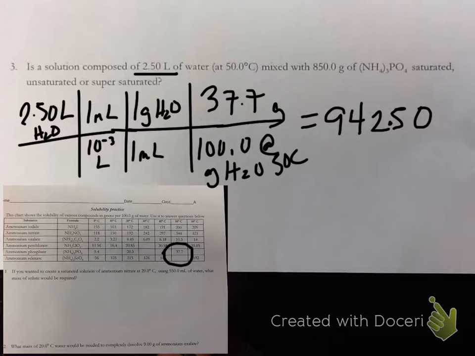So what we find is that amount of water can dissolve 942.5 grams of ammonium phosphate, and we only have 850 grams in there. So this is not, in fact, saturated. It could still dissolve more solute. Does that make sense? Good. Other ones you want to look at?